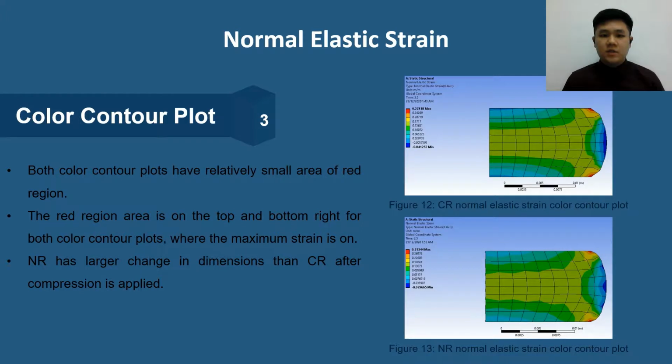This is the result of normal elastic strain. From Figure 12 and Figure 13, we can see that both color contour plots have a relatively small area of red region. The red region area is on the top and bottom right for both color contour plots, where the maximum strain is on. For the result, we can see that the NR has a larger change in dimensions than CR after the compression is applied.